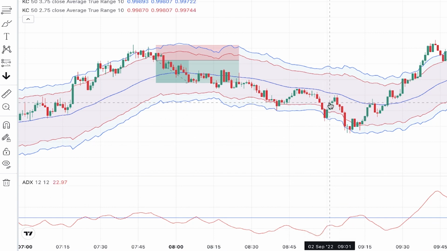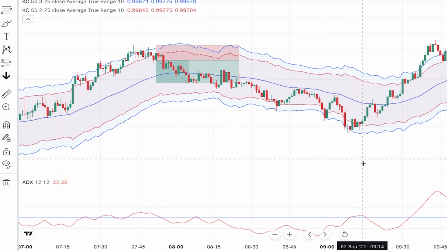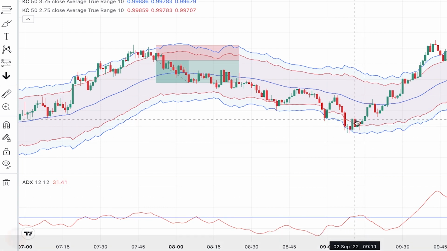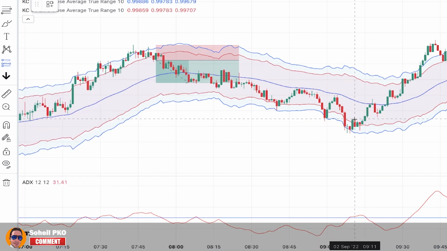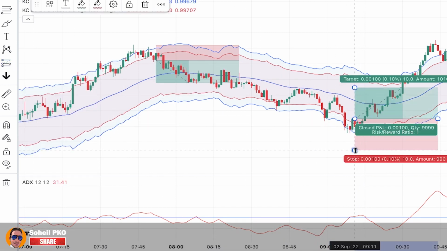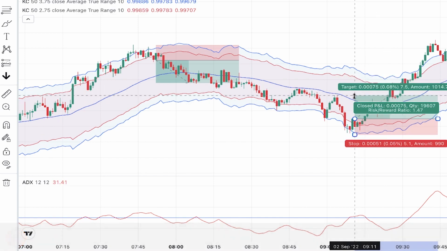long position here. And here at this point, after going beyond the blue Keltner channel, the price turned back and closed inside the red Keltner channel, and the ADX is above 30, which confirms advancing of the price, so we can open a long position here as the new candle opens. The stop loss for this trade is placed here below the extreme level, and the profit of this trade is taken at 1.5 risk to reward ratio.